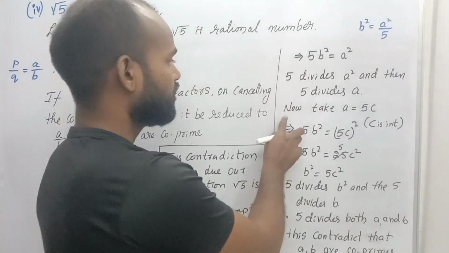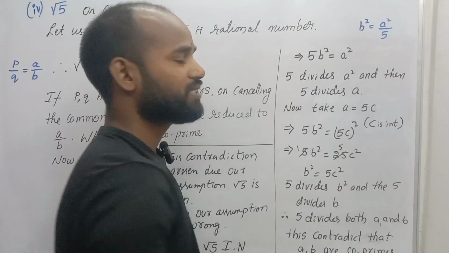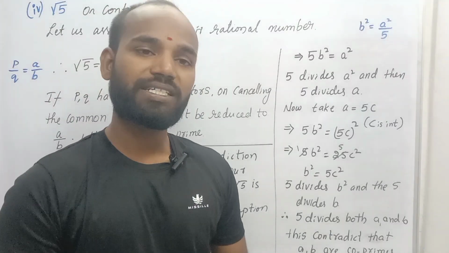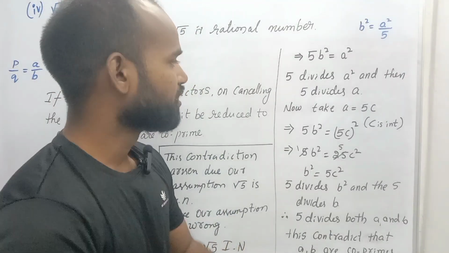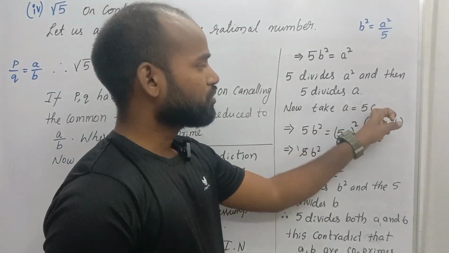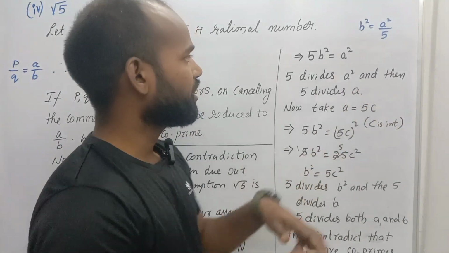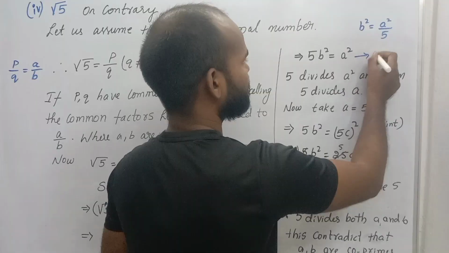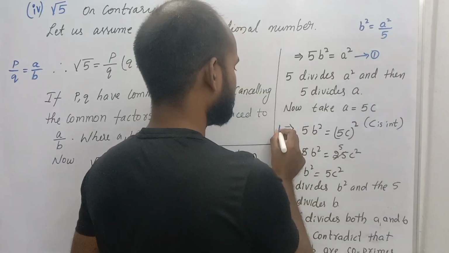Okay. Now take a equals 5c. Now a is considered as 5c, where c is any integer. Then a equals 5c. Then substitute this in the equation. Consider this as equation 1. So here I am writing equation 1.